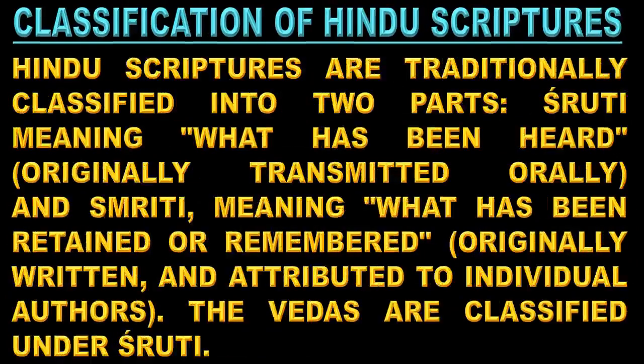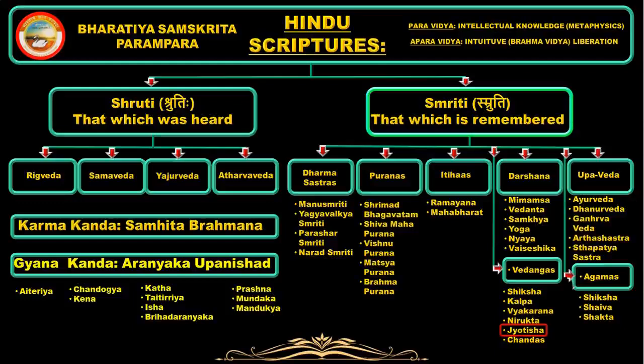Hindu scriptures are traditionally classified into two parts: Shruti, meaning what has been heard, originally transmitted orally, and Smriti, meaning what has been retained or remembered, originally written and attributed to individual authors. The Vedas are classified under Shruti, which are shown in the diagram. This is the diagram on Hindu scriptures and its classification, which is self-explanatory.